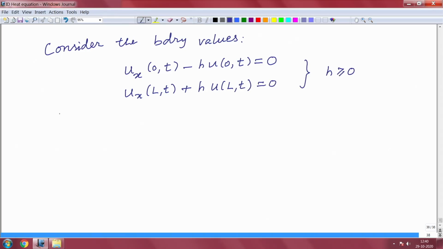Okay. Physically, this is referred to as free exchange of heat at the end points. So, this u sub x, that first derivative, refers to the flow of heat across the boundary points, exchange of heat at the boundary points.